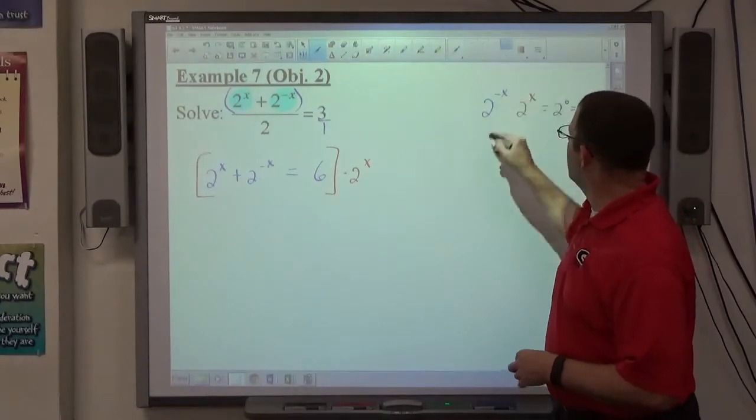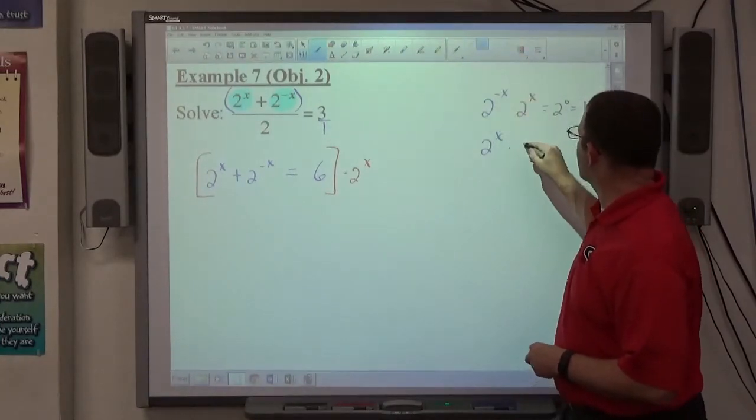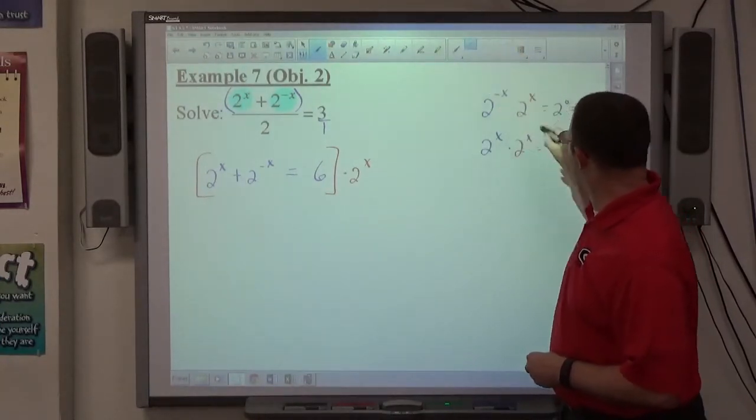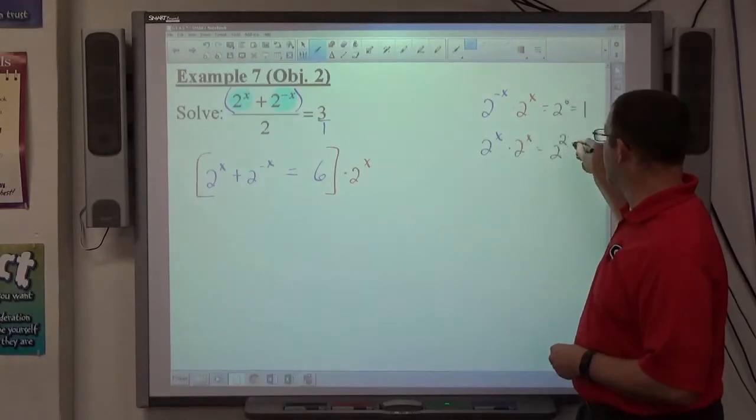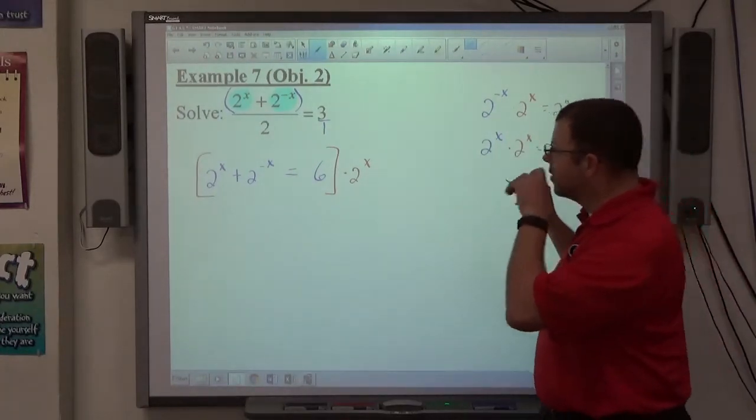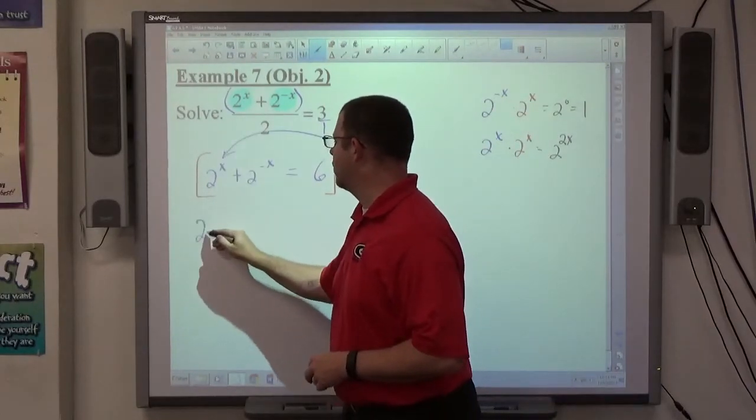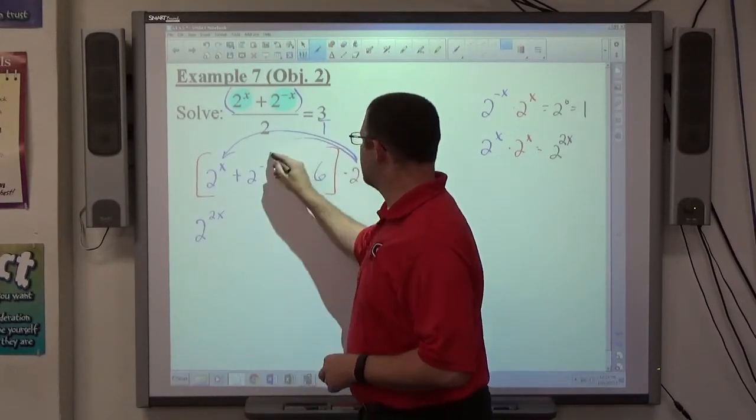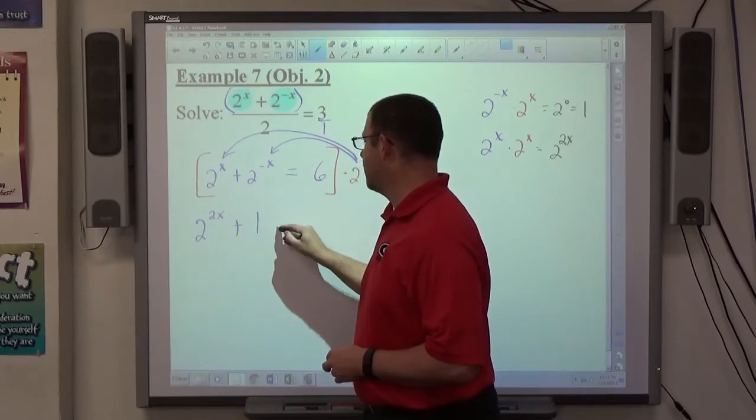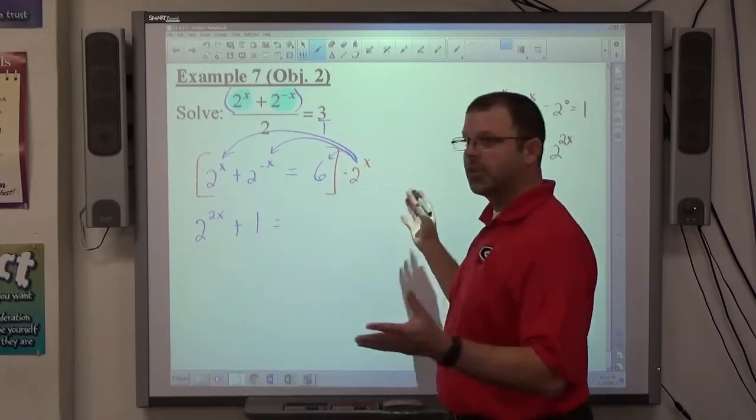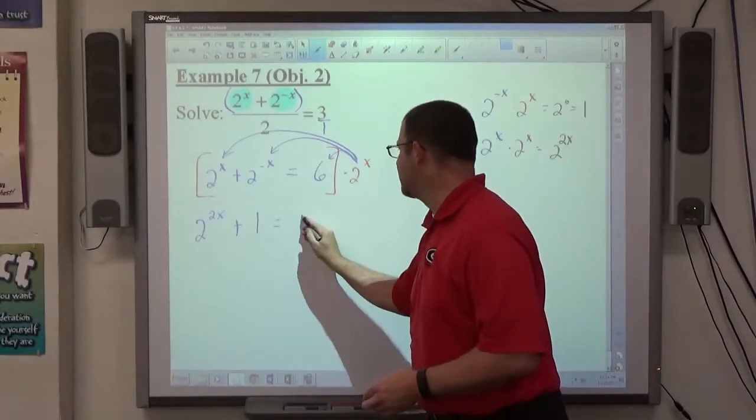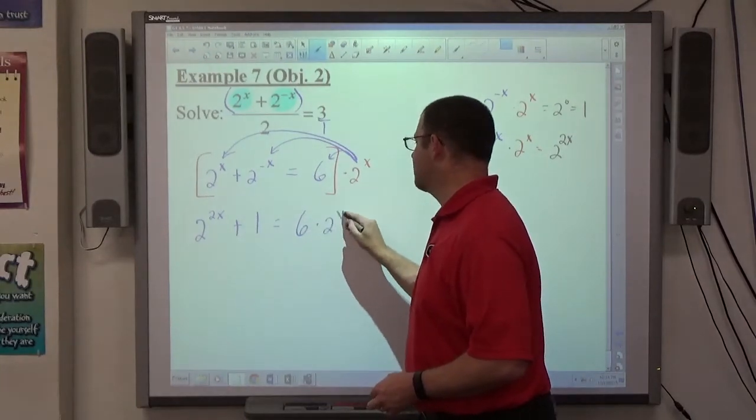If I do 2 to the x times 2 to the x, the rule says I'm supposed to get 2 to the x plus x, which would be 2x, right? So looking at that, if I do all that multiplication, this times this again makes 2 to the 2x power. This times this just makes 2 to the 0, which is 1. And this times this makes one of those structures I just mentioned a moment ago. It's going to be 6 times 2 to the x power.